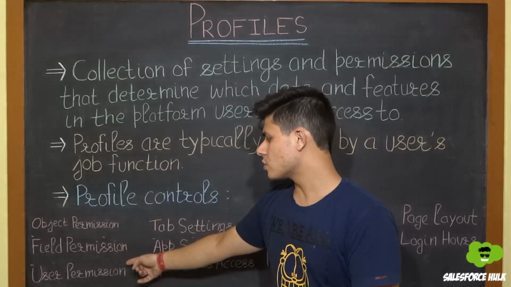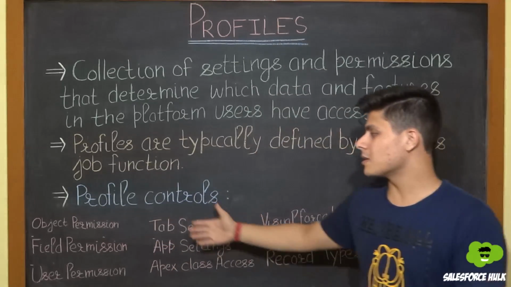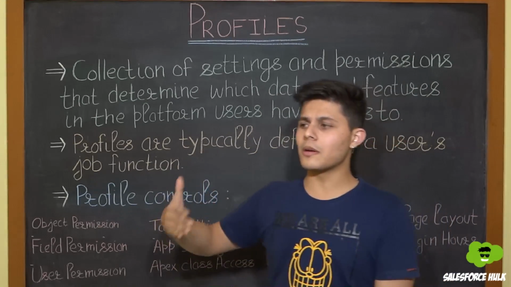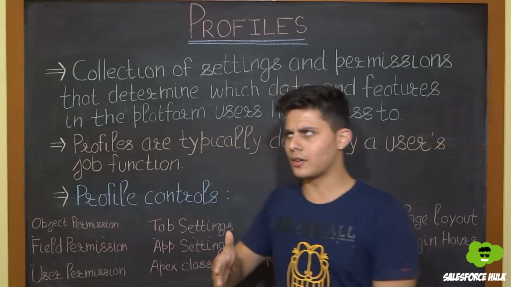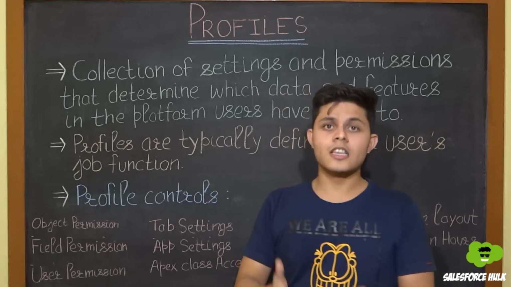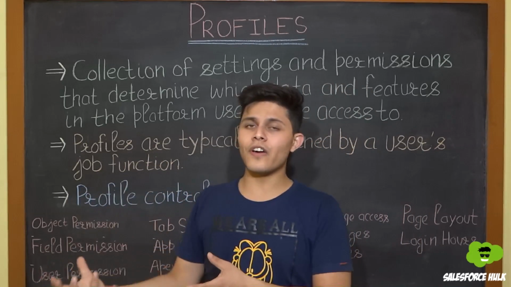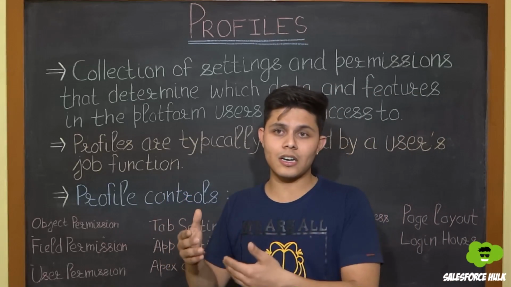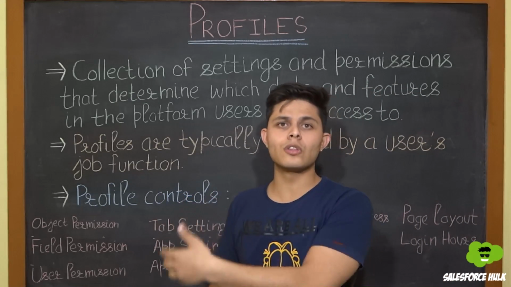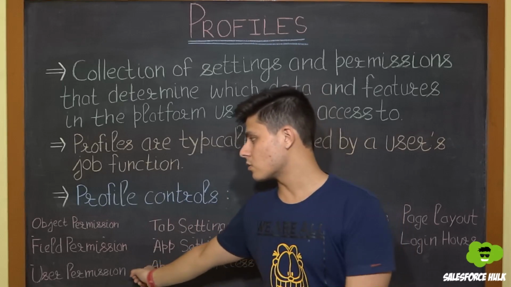Object permission, field permission, user permission, tab settings. Object permission determines which objects' records they'll be able to create, read, view, and edit or delete, whatever it is. And then the field permission. Yes, field permissions can also be controlled on the profile level only. Then comes user permission, like what unique user permissions they have from other users can also be controlled on the profile level.